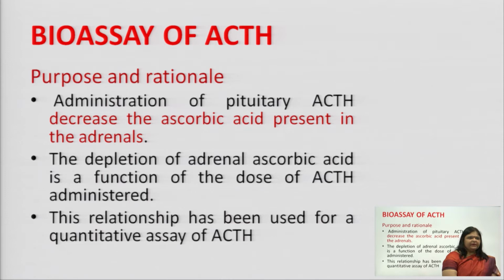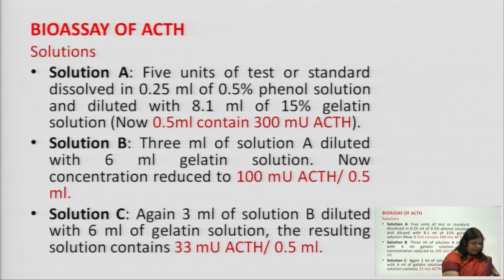So, the principle is when we administer ACTH, it decreases the ascorbic acid content which is present in the adrenal gland, and this decrease in the ascorbic acid content in the adrenal by the standard and the sample is compared, and that is how the potency of a test sample is calculated in comparison to the standard ACTH sample.